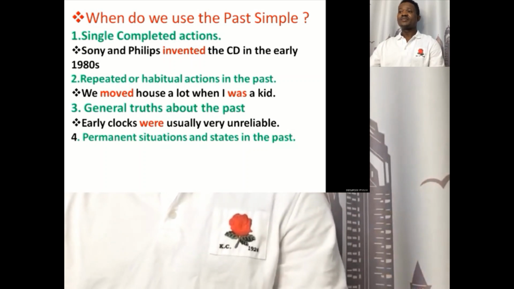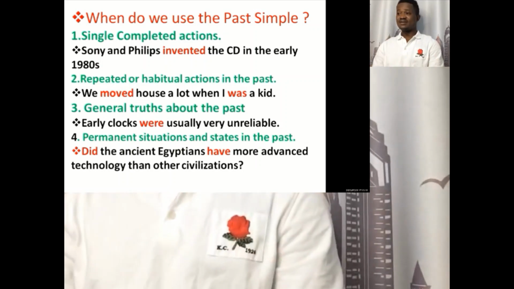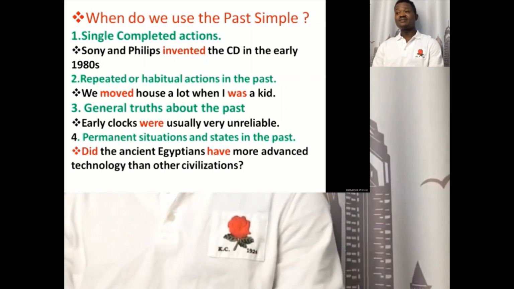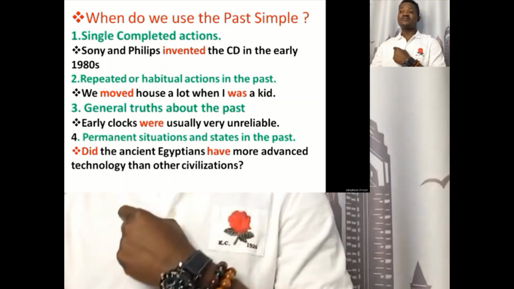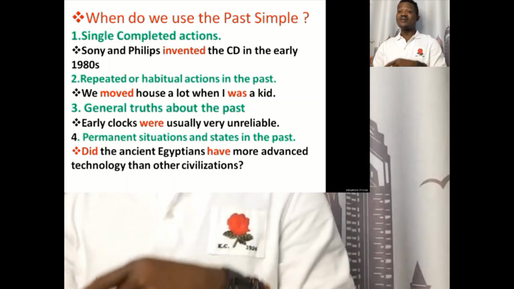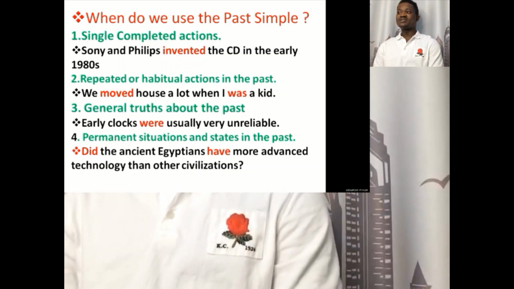Example here: Did ancient Egyptians have more advanced technology than other civilizations? That is a question, and you've got to answer it. So this is a permanent situation and state in the past.